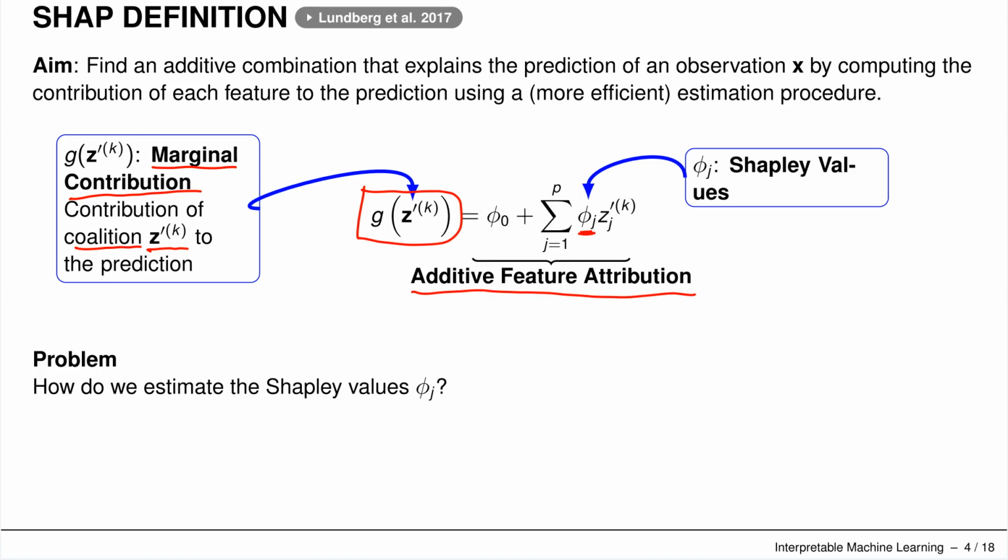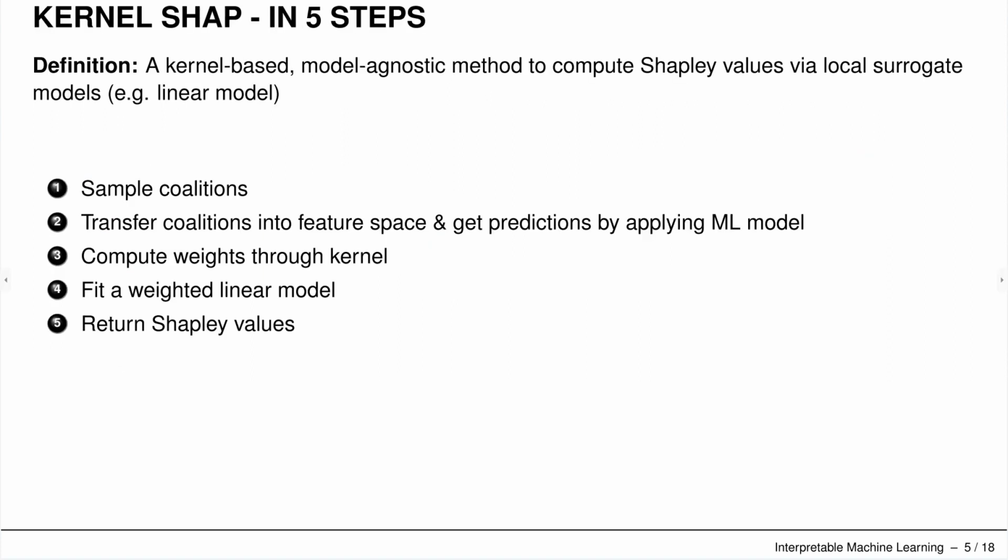So that's quite nice that we can write that in another way, but that doesn't help us with estimation yet, because we still need the Shapley values for that. So how to estimate them? And for that, we can use KernelSHAP. KernelSHAP is a kernel-based and model-agnostic method to compute Shapley values via local surrogate models. And we do that in 5 steps.